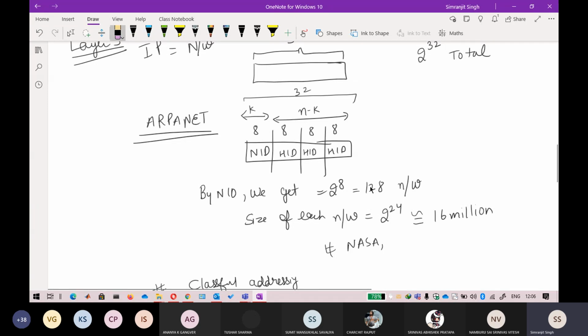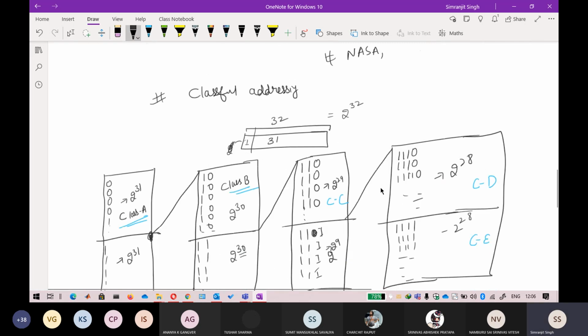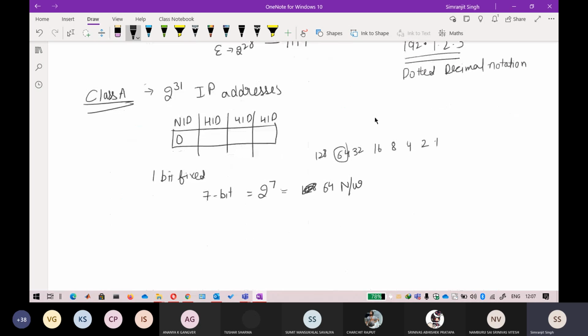No. 2 raised to power 8 is 256. No. 2 raised to power 7 should be 128. Yeah, I think it should be 128.